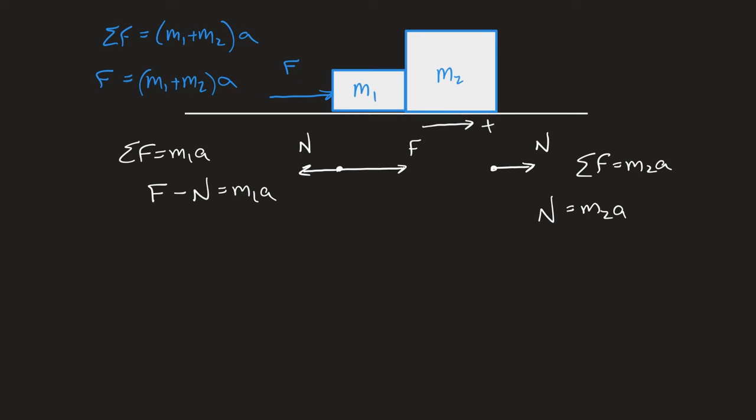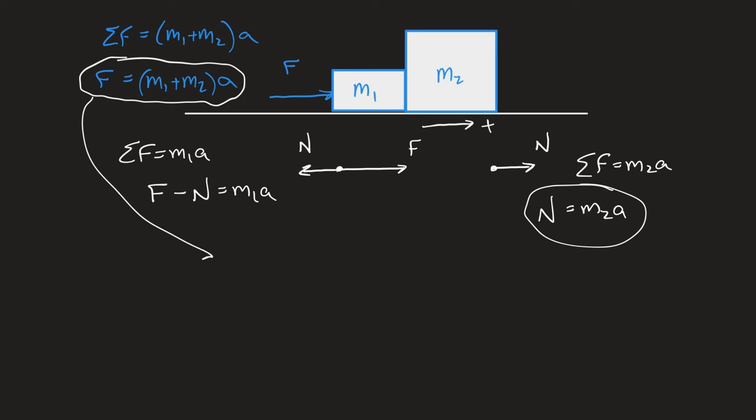If I want to get an expression for the normal force, then I need to eliminate A between these two. I think the easiest way to do that is to solve for A here and substitute it here, since this is the simplest form. So I'll notice that from here, A equals my applied force divided by the sum of the masses. And when I plug it in over there, I will get normal force equals M2 over M1 plus M2 times F.